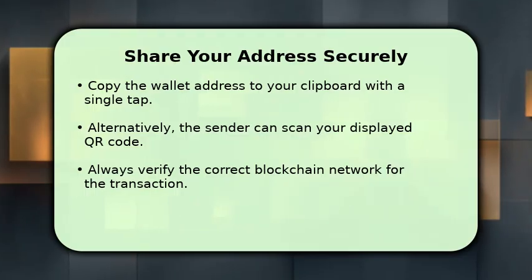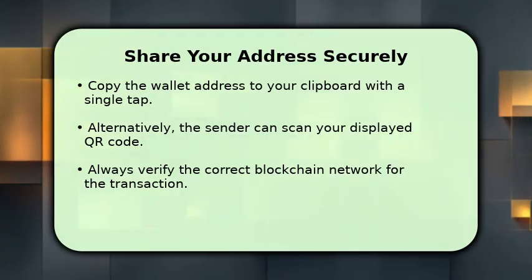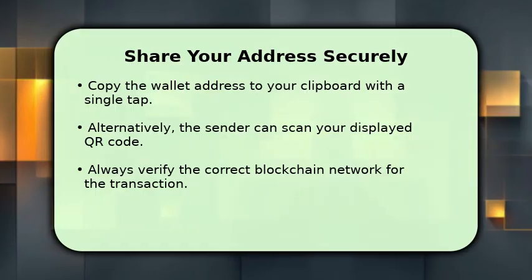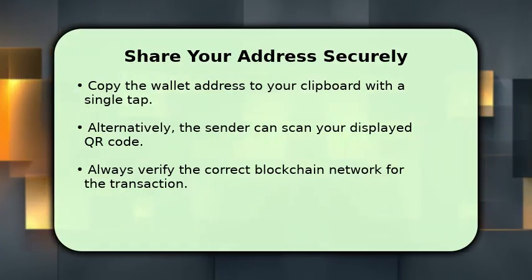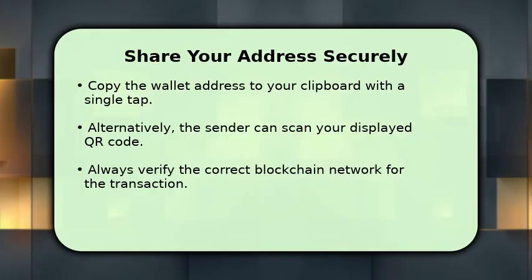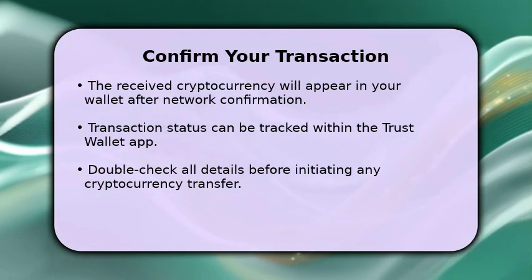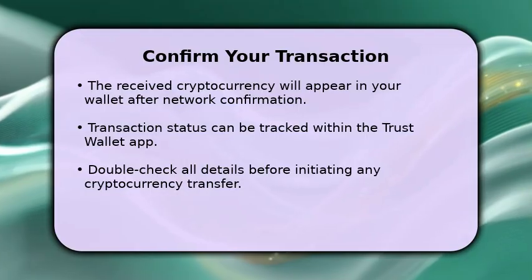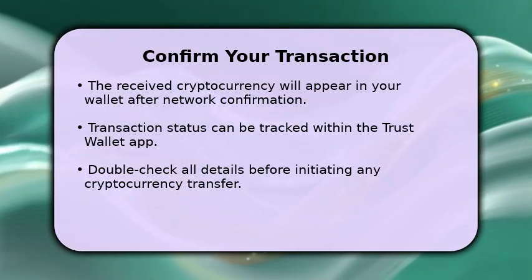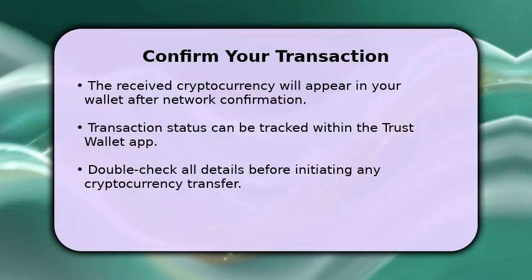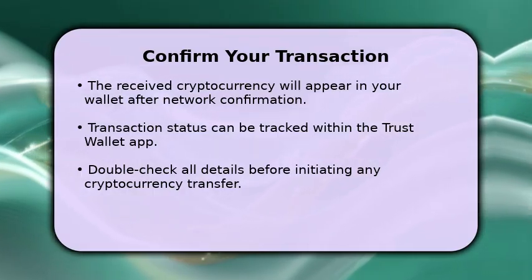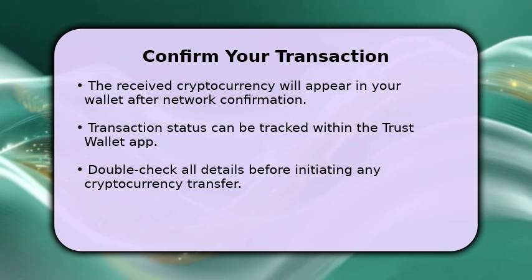A critical step is to always confirm that the sender uses the exact same blockchain network as your receiving address to prevent any loss of funds. After the sender initiates the transaction, the cryptocurrency will appear in your Trust Wallet once the network confirms it. This process typically takes a few minutes, depending on network congestion.